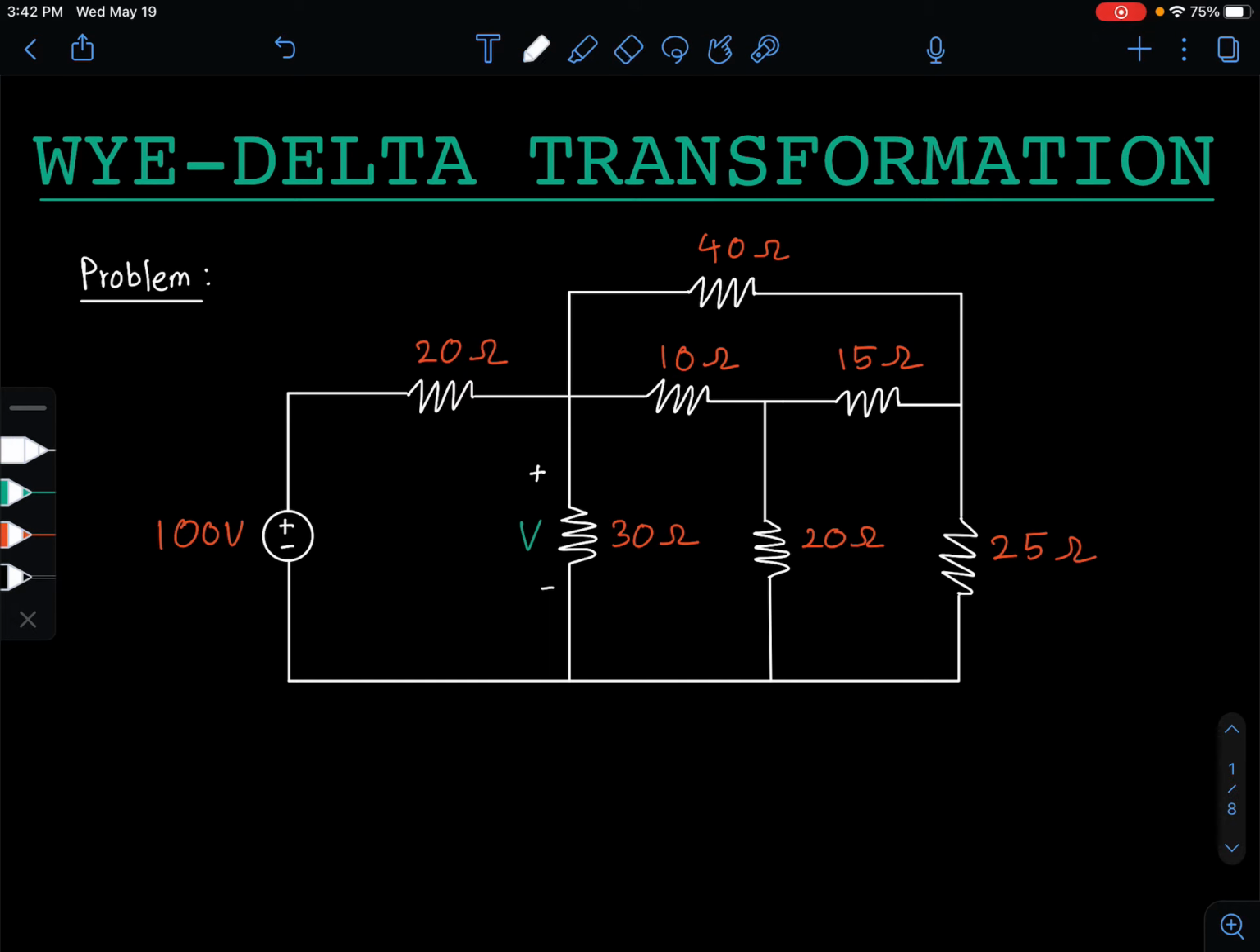Hello. In this video, we're going to go over how to solve this circuit using the Wye-Delta transformation. We're going to use the transformation to find the potential difference across this 30 ohm resistor right here.